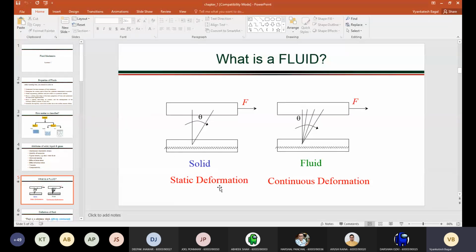You must have studied Hooke's law. Within elastic limit, what happens if you remove this force? What will happen? What will happen if you remove the force? Hello. In case of solid, what will happen if you remove this force?